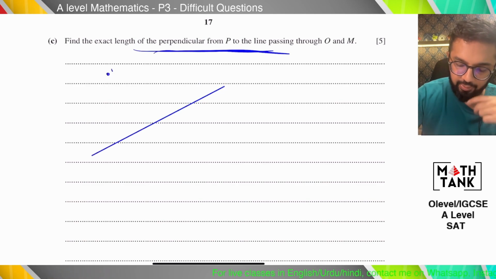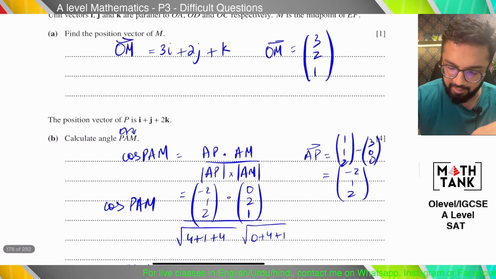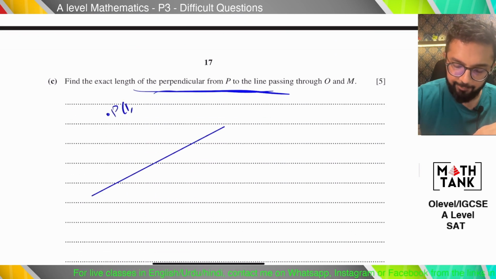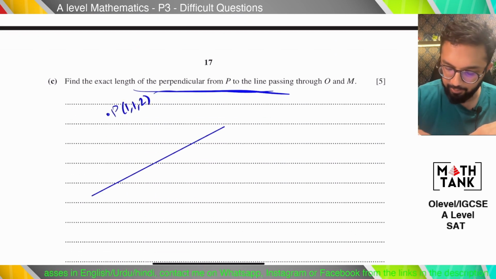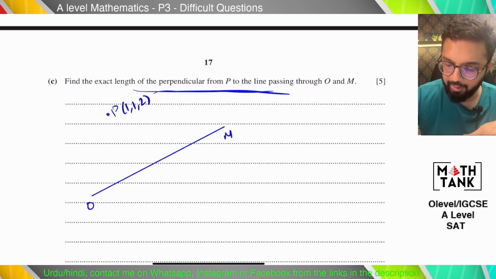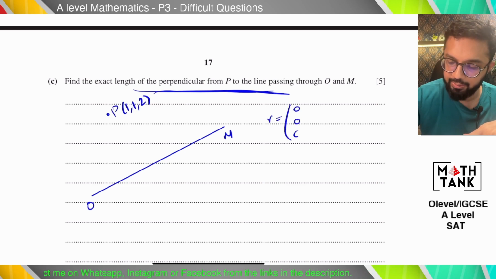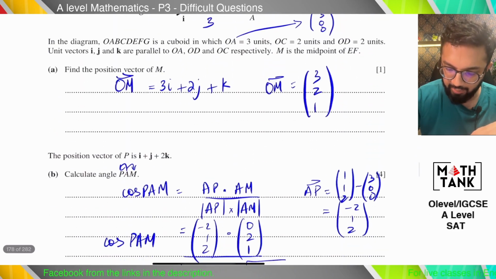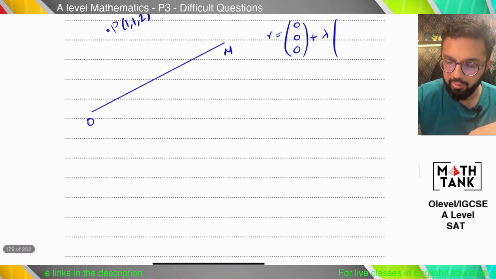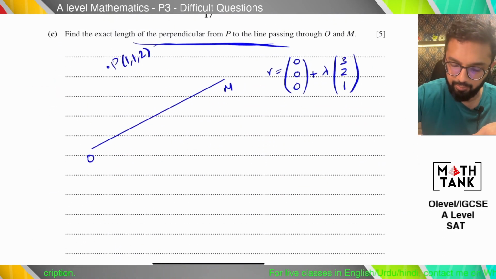Okay. Find the exact length of the perpendicular from P. So I have the position vector of P, yes, it's 1, 1, 2, to the line passing through O and M. Okay, so what's the equation of this line? It passes through 0, 0, 0, and it has the directional vector OM. Do I have OM? 3, 2, and 1 is OM. So the directional vector of this line is this.